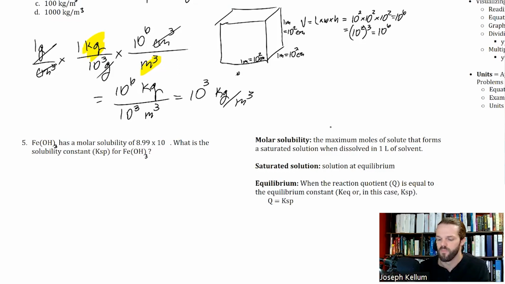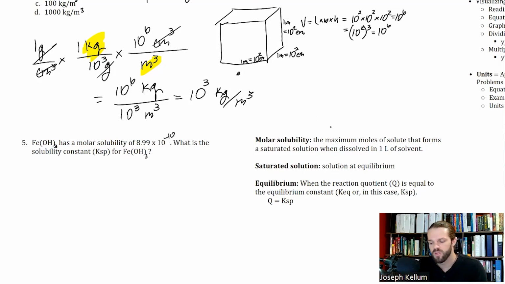So this problem says iron 3 hydroxide has a molar solubility of 8.99 times 10 to the negative 10. And then it goes on to say, what is the solubility constant, KSP, for iron 3 hydroxide?